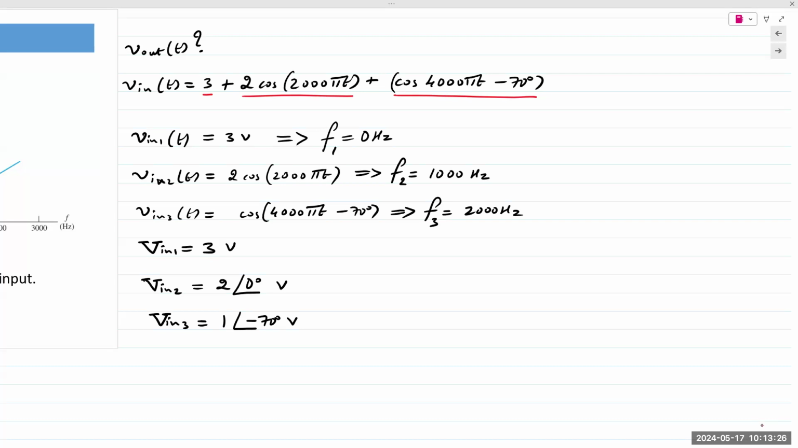So in general terms, the plus sign that you see in this equation is simply illustrating the word "and." It's like V in t is comprised of V in 1 and V in 2 and V in 3. It could be hundreds of components, or simply be "and." So in this case, that plus sign is simply indicating 3 and 2 cos 2000 pi t and cos of 4000 pi t. That's all. That plus doesn't mean anything in this case. It's all these components coming into the circuit all at once.